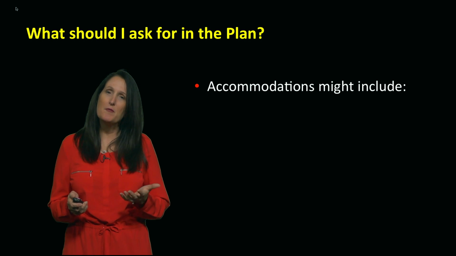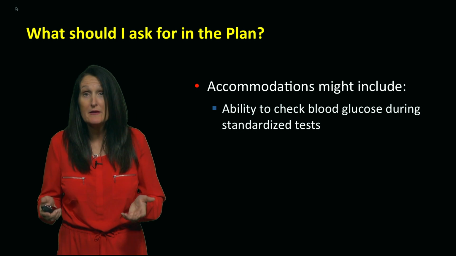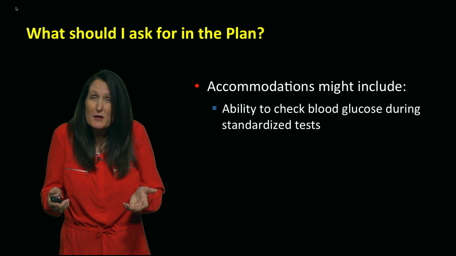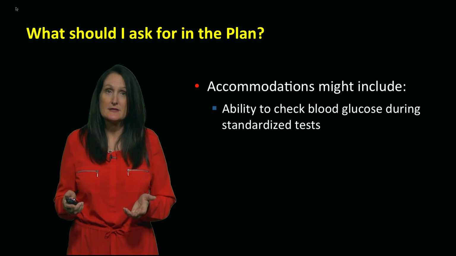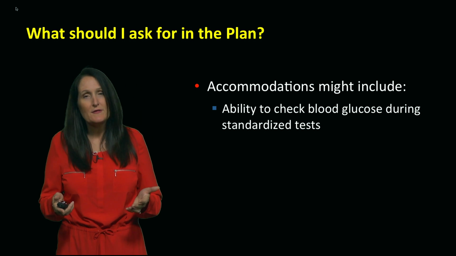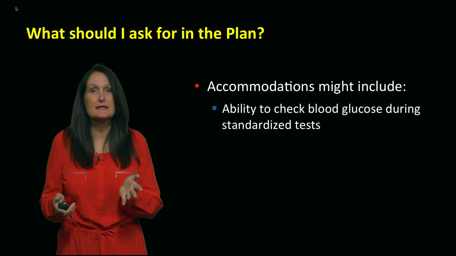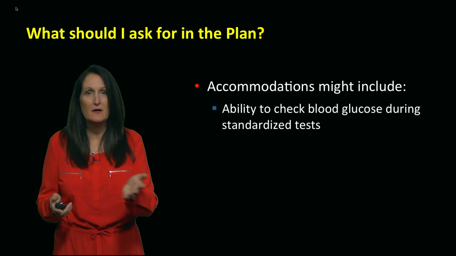So, what should you ask for in the 504 plan? Well, these are accommodations that might include things like the ability to check blood glucose during a standardized test. What you don't want is a child with a glucose level of 40 taking a high-stakes test that may decide whether they can move on from third grade or not.